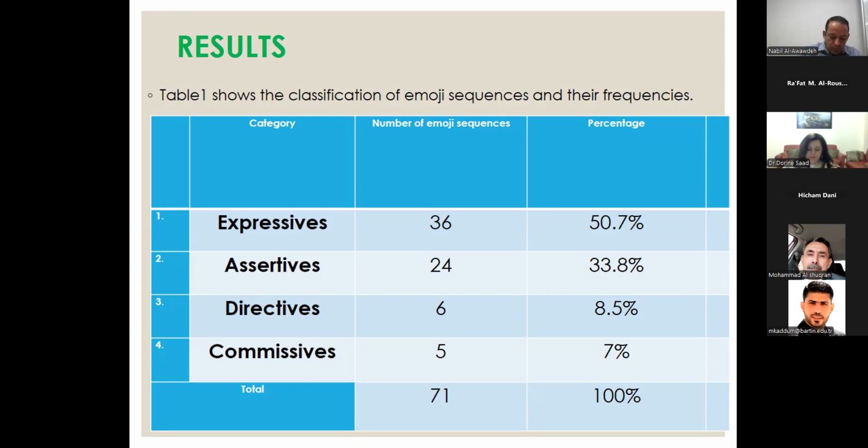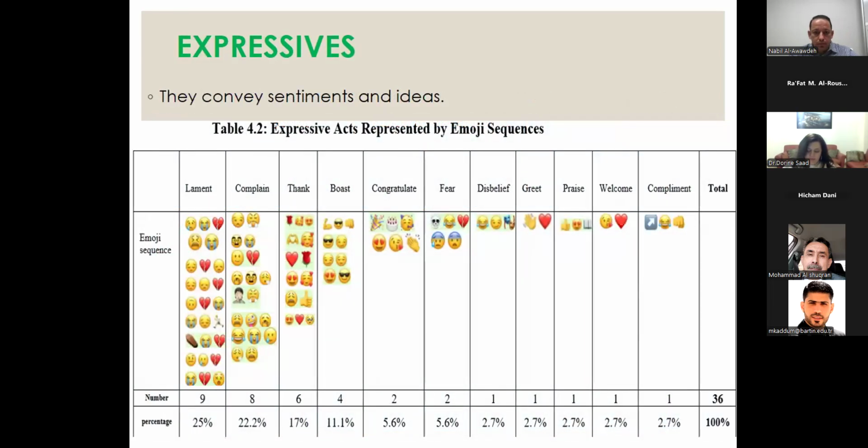And as you can see, the numbers and the percentages, the frequencies of the emojis: expressives came first with 50%. Then we had the assertives with almost 34%. Then directives, then commissives. Now, firstly, the expressives are speech acts or functions that convey sentiments and ideas. And these are examples of the expressives that were found in the data. We found lamenting and complaining, thanking, boasting, congratulating, expressing fear, expressing disbelief, greeting, praising, and the rest.